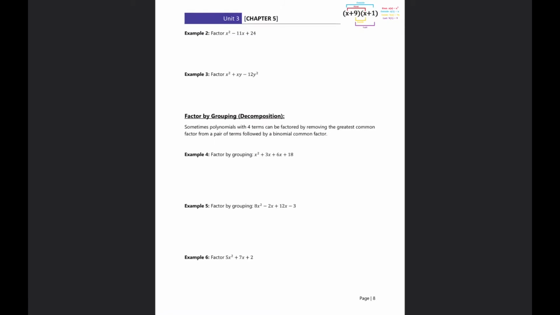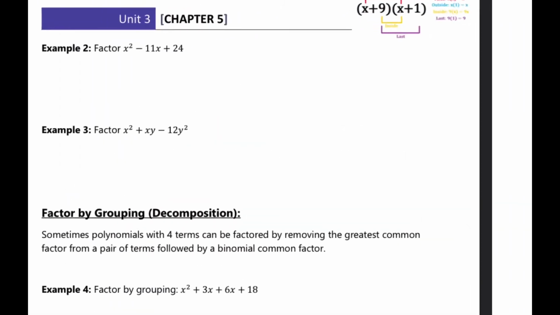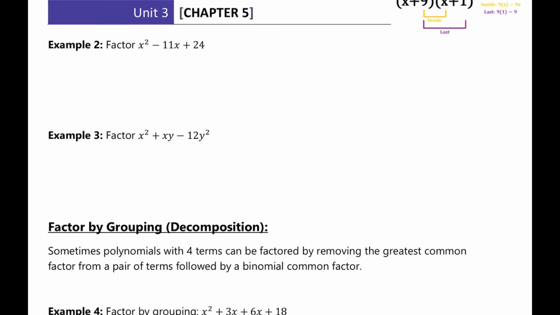Moving on to the next page. Example 2. Factor x squared minus 11x plus 24.